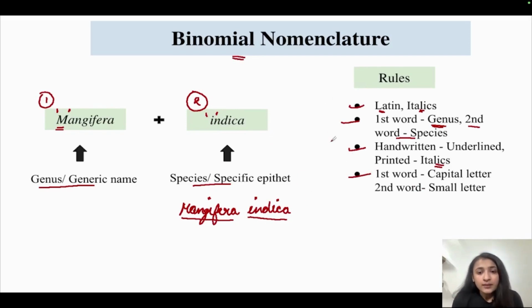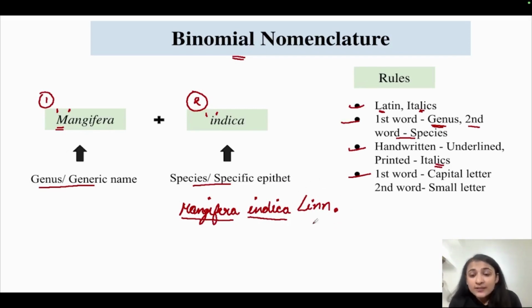Then there is one more important rule, that the author's name is also added at the end. For example, this species Mangifera indica was first described by Linnaeus. So we would add Linnaeus's name at the end in the abbreviated form. So the complete name of the organism would be Mangifera indica Linn. The author's name is added after the specific epithet at the end in an abbreviated form.